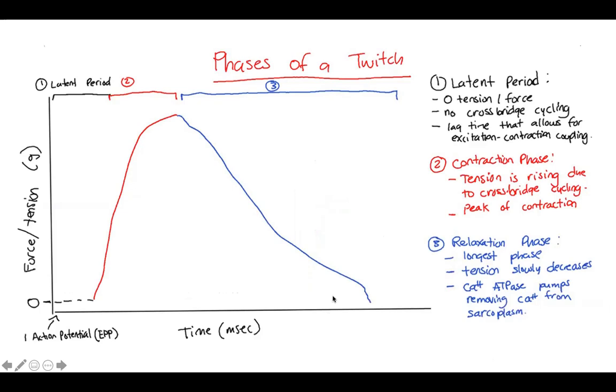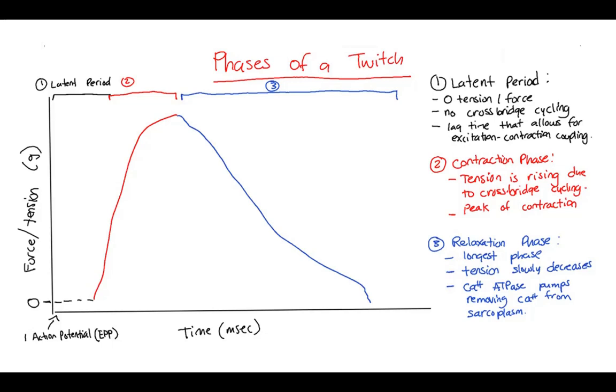And again, it's just reiterating those three phases of our twitch: the latent period, zero tension, zero force, excitation-contraction coupling here. In other words, the warming up of that machinery. Then we get the contraction phase. This is where we have cross-bridge cycling. Tension begins to rise here all the way up to the peak of our contraction. Then we have the relaxation phase, the longest phase. Tension slowly drops off and the calcium pumps are removing that calcium.